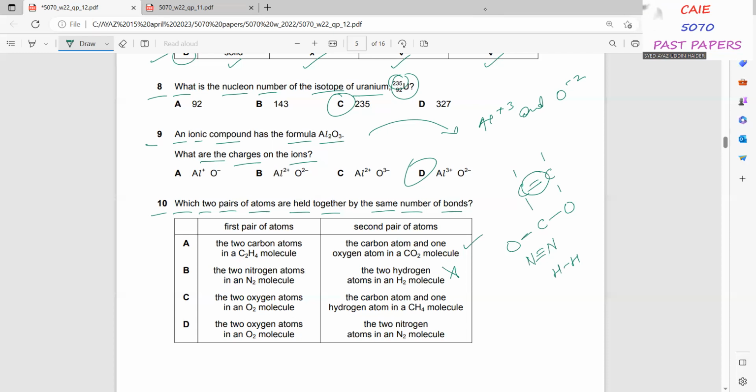C, the two oxygen atoms in an O2 molecule. The carbon atom and one hydrogen atom in a CH4 molecule. This is CH4. If you count the number of bonds, these will be 4. In case of oxygen, it's 2. So this is again wrong. D, the two oxygen atoms in an O2 molecule. O2 I mentioned. The two nitrogen atoms in an N2 molecule. This is N2. So this is again wrong. Only A is the right choice.